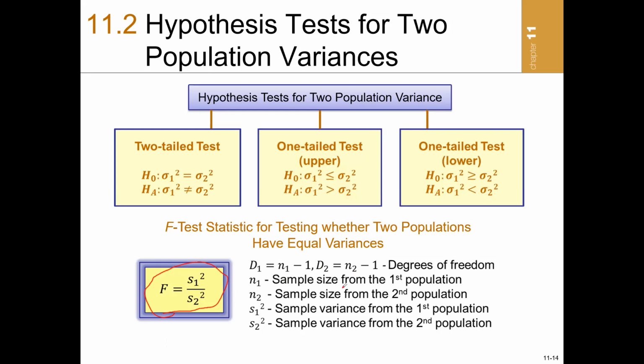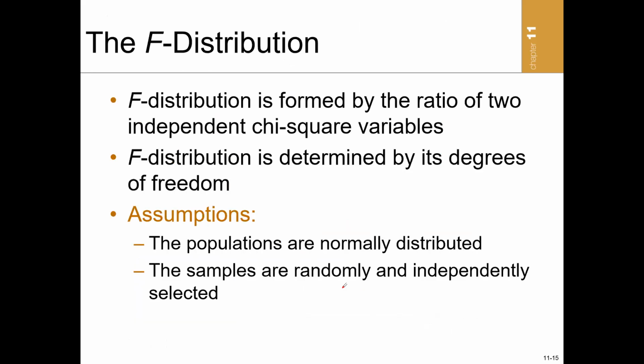All right, so let's get into the interesting stuff now. The F distribution is formed by the ratio of two independent chi-square variables. The F distribution is determined by its degrees of freedom. The assumption is that populations are normally distributed and the samples are randomly and independently selected.